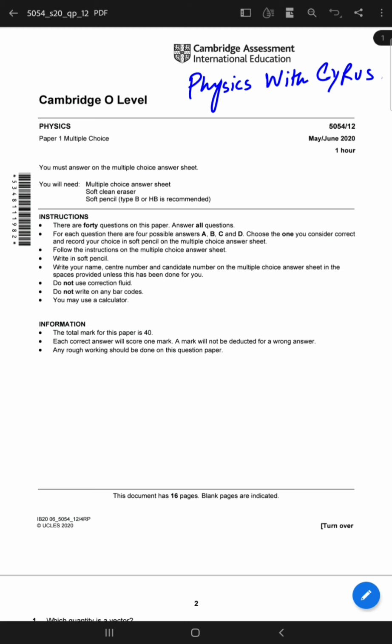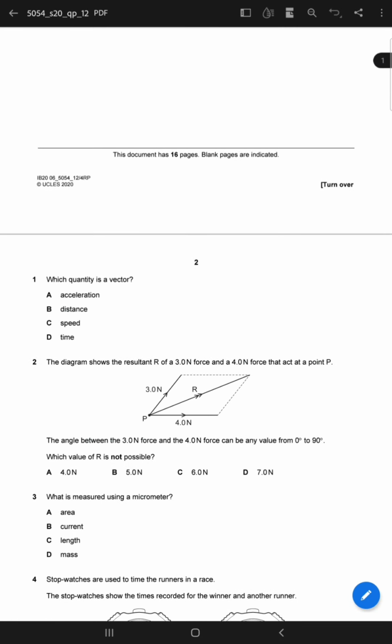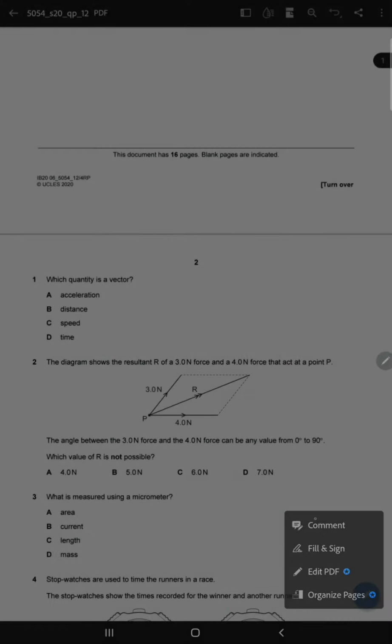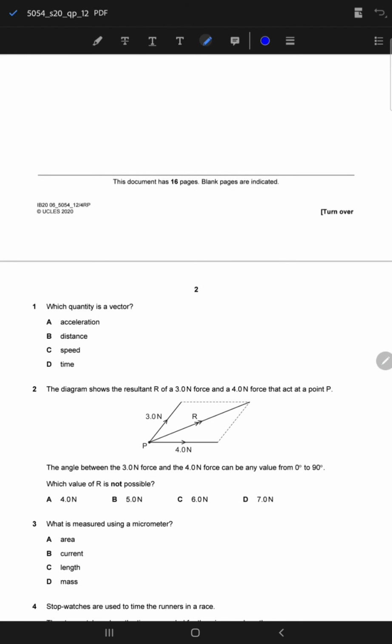So let us begin. The first question is: which quantity is a vector? Your answer would be acceleration, because acceleration has both magnitude and direction. As far as distance, speed, and time are concerned, they are all scalar quantities. So the answer would be acceleration, right? Moving on.